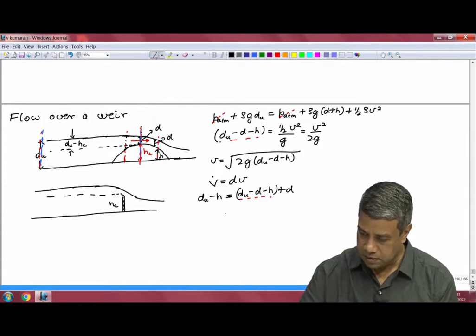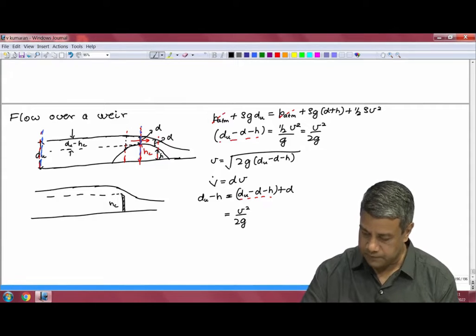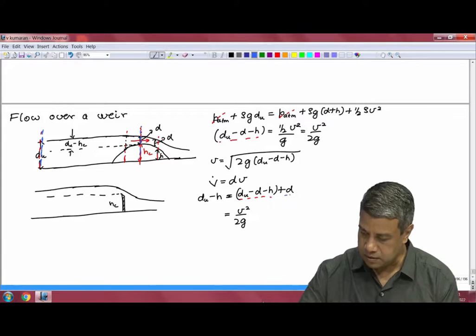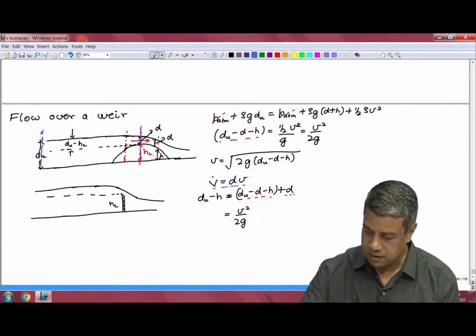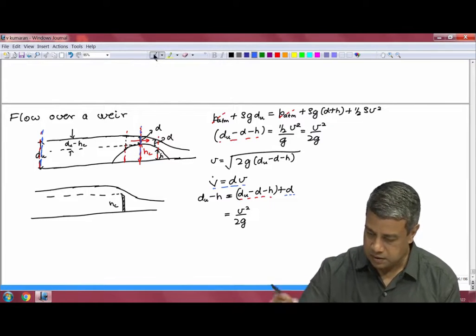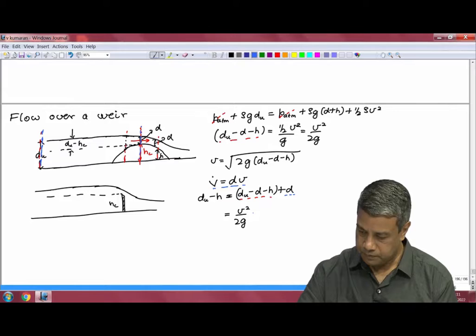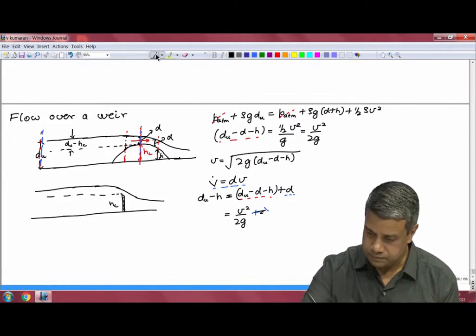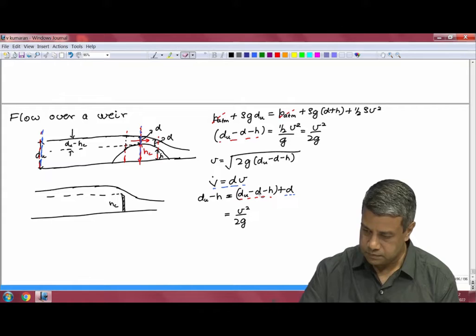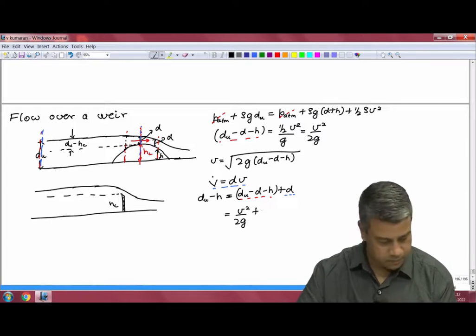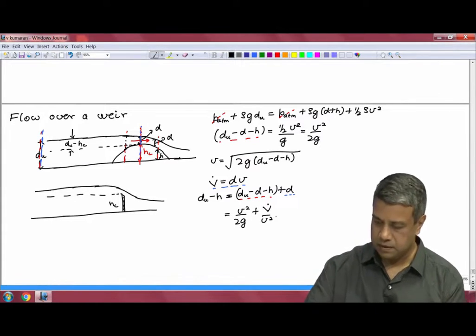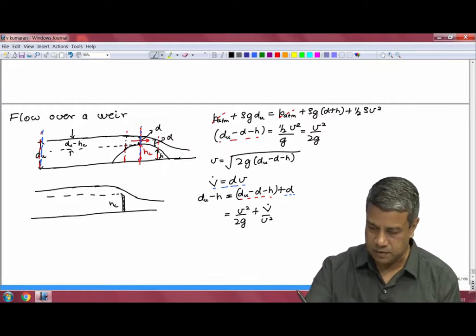On the right side for this one I can substitute from here, to get v square by 2g, and for the second one I can substitute from here, to get plus V dot by V.